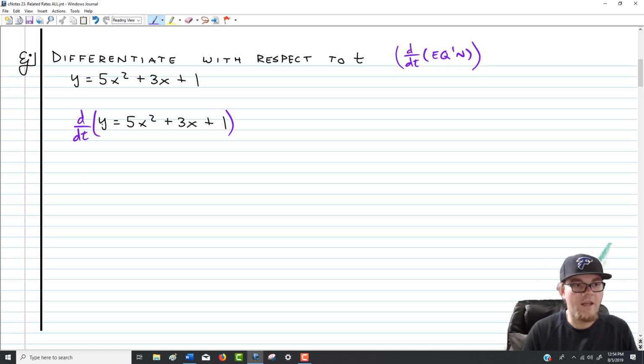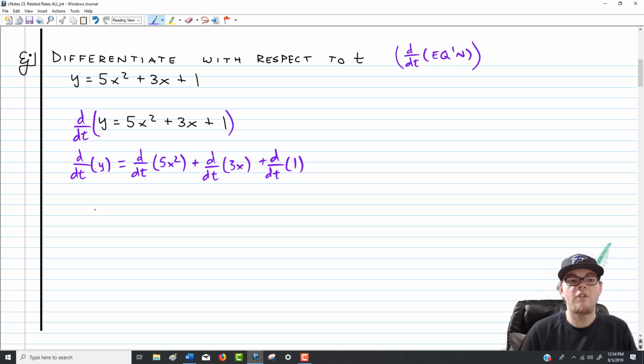So in this case, what this looks like will be, of course, doing this mechanically slowly first. We'll speed this up in a little bit. We'll have d dt of y on the left. On the right, we'll have d dt of 5x squared plus d dt of 3x plus d dt of 1. So there's kind of the mechanics of it, using only the sum and difference property of differentiation.